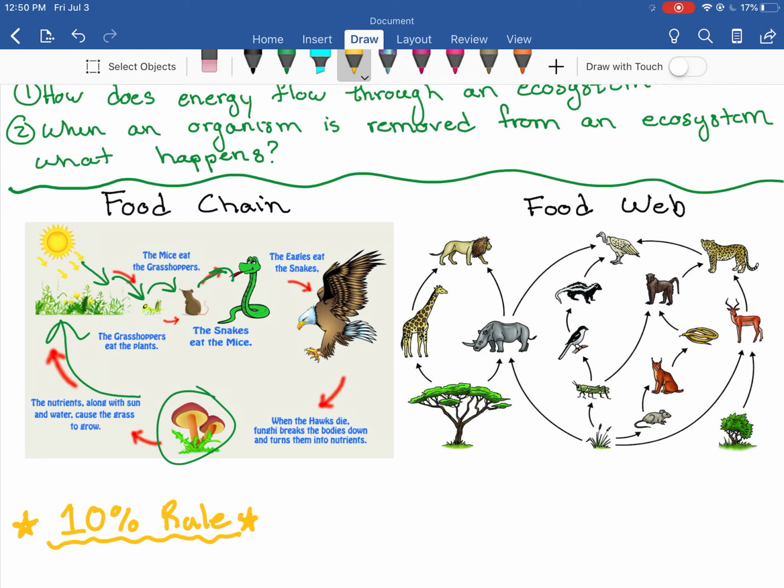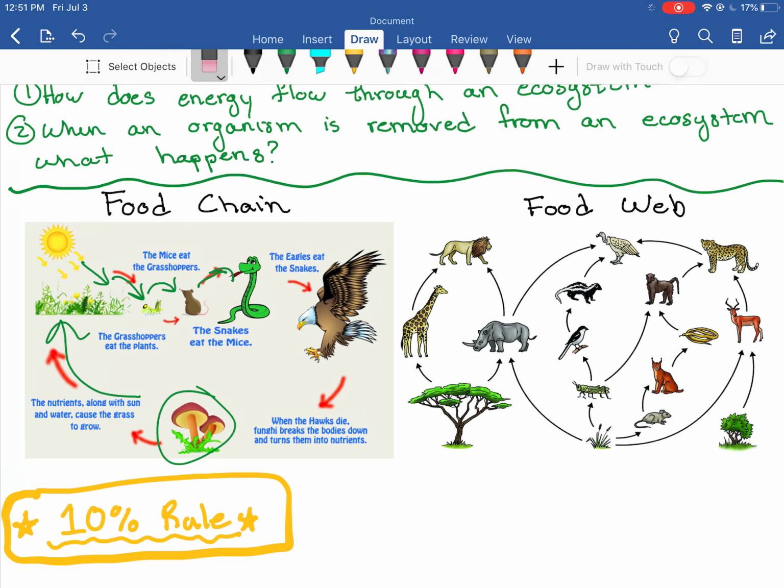Now you might be thinking, why is this underlined, starred, and now circled? Because it's super important. Pretty much this is the idea. Whenever something eats another thing, whether it's the grasshopper eating grass or me eating a cheeseburger, only 10% of the energy in that organism being eaten moves up the food chain.